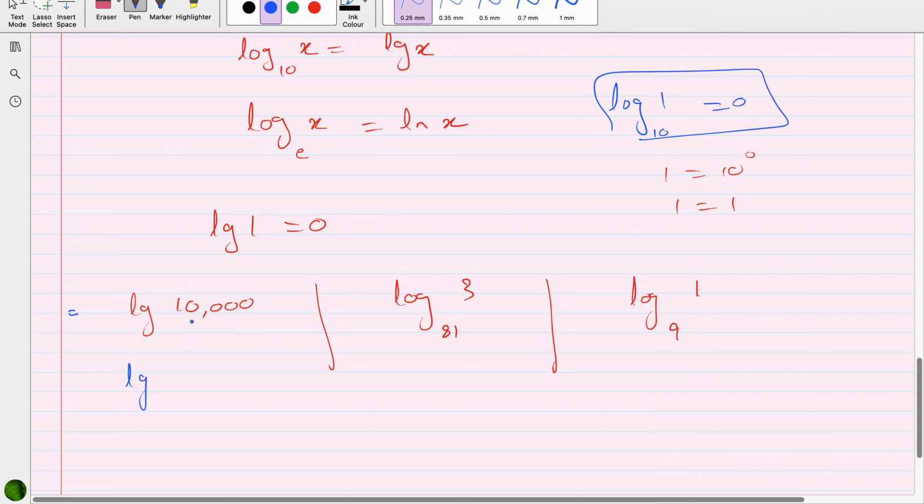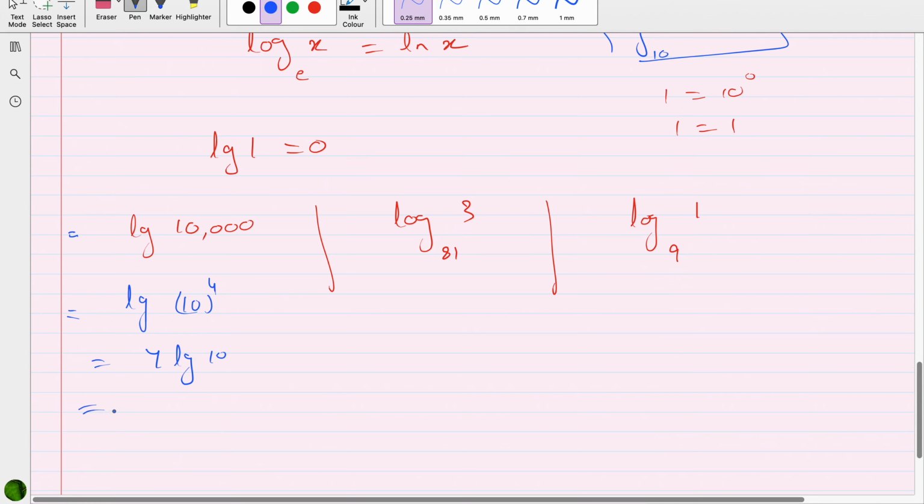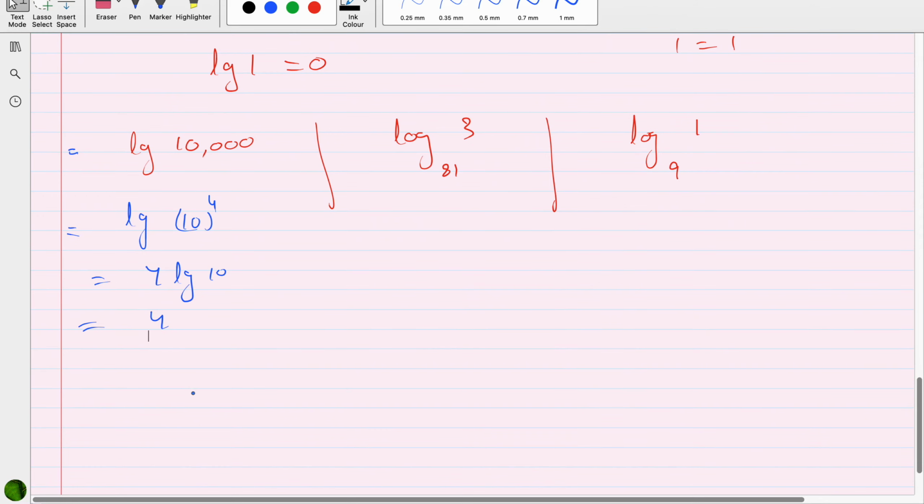This is log of, let me say this is 10 raised to the power 4. Now it is understood that base is 10. When I bring this 4 outside using power law, I'm actually left with lg 10. And we know that lg 10 is 1. How do we know that? Because lg 10 could be written as log of 10 to base 10, which is equal to 1.